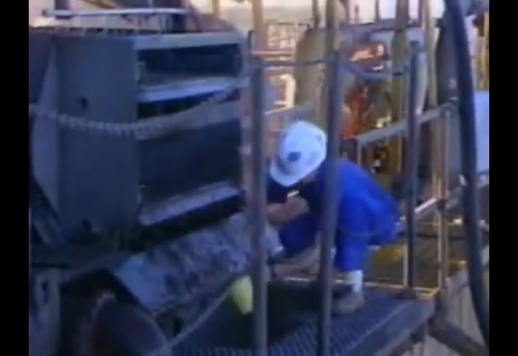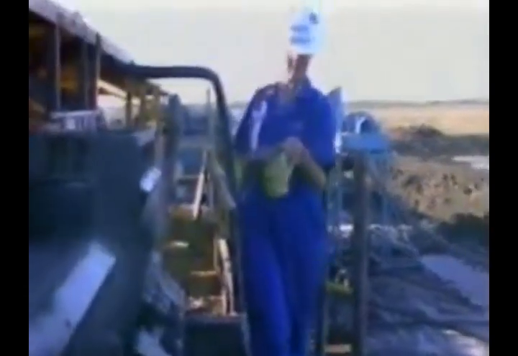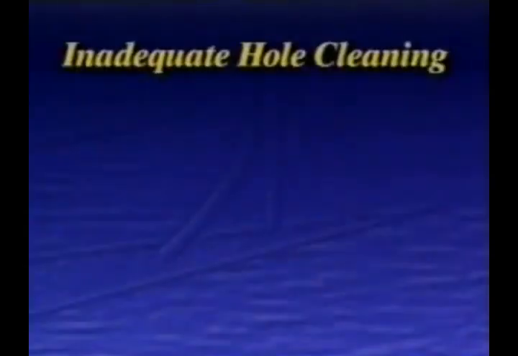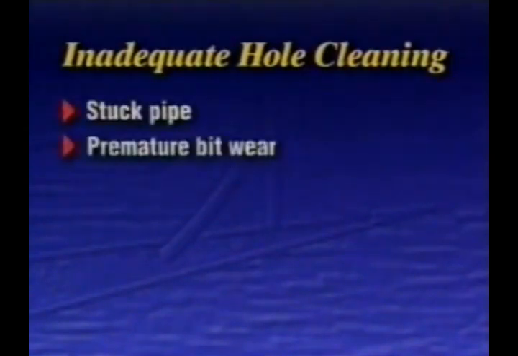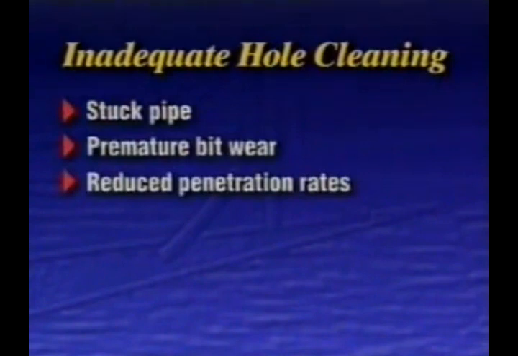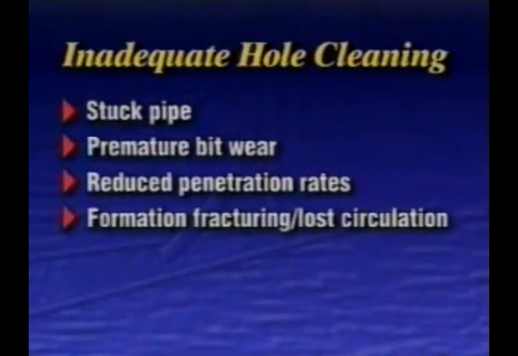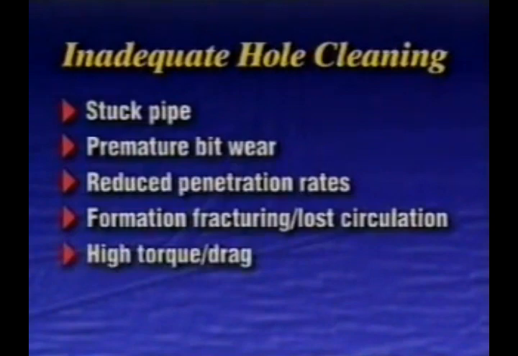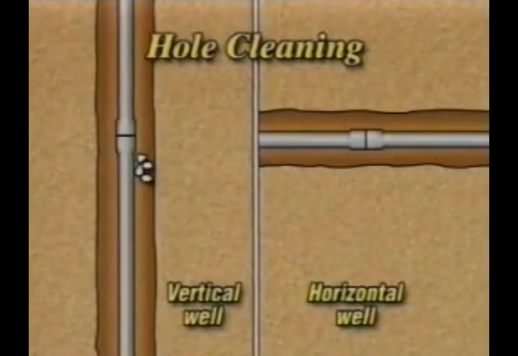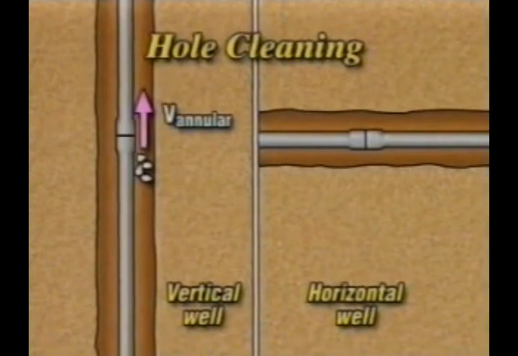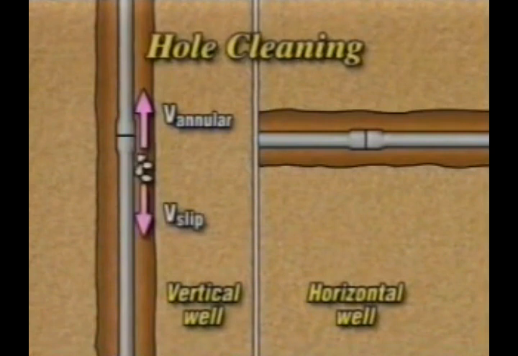Horizontal and high-angle holes also require special considerations with respect to the drilling fluid program. One of a drilling fluid's key functions is to remove cuttings and clean the borehole. Problems that may result from insufficient hole cleaning include stuck pipe, premature bit wear, reduced penetration rates, formation fracturing and lost circulation, and high torque and drag. In a vertical well, effective hole cleaning takes place when the mud's average annular velocity, which tends to move cuttings upward, exceeds the average slip velocity, which tends to drag them downward.